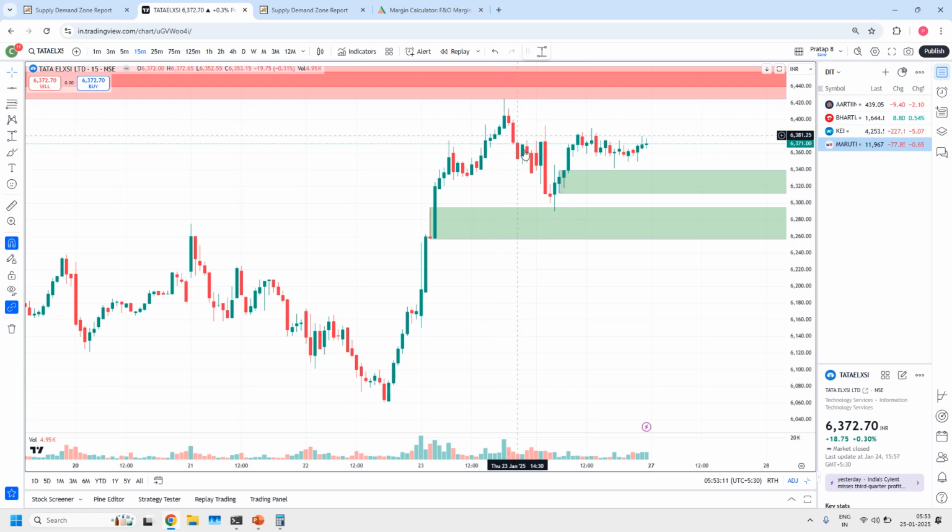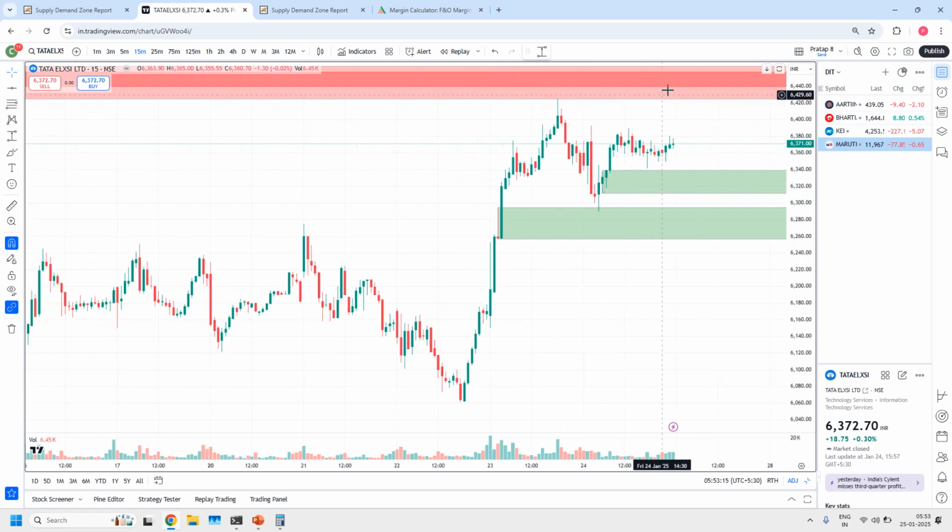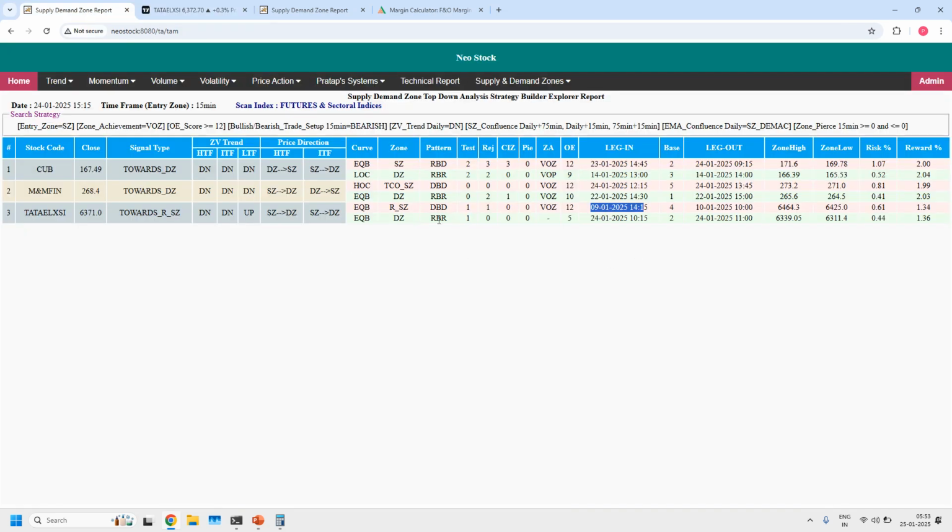See, it has given a very good profit. Now you will be getting one more opportunity, and this time maybe prices may enter into the fine-tuned area, or a little before it will come again. Why? Because Tata Elxsi is a high liquidity zone. This is a high liquidity supply zone.